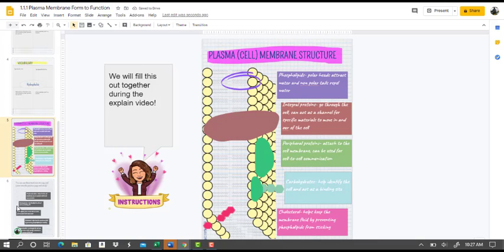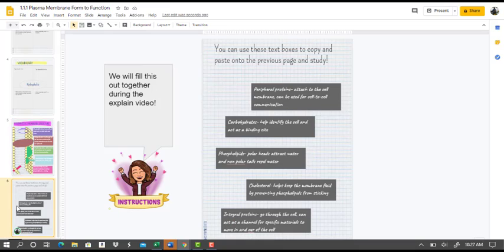Okay, so you should have this filled out in your notebook. You could always use this second page here to study, right, to think about what those look like in the cell membrane, or you can delete this page if you want to. Make sure you've added these to your notebook.